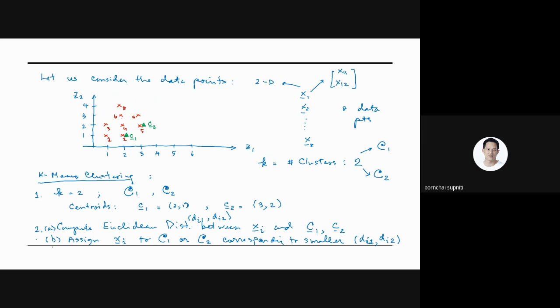Let me write down the value for each one, just in case. So x1 is 1, 1. x2 is 2, 1. And then x3 is 1, 2.